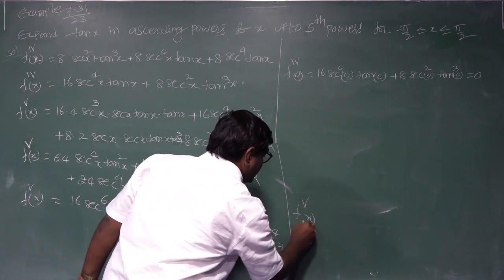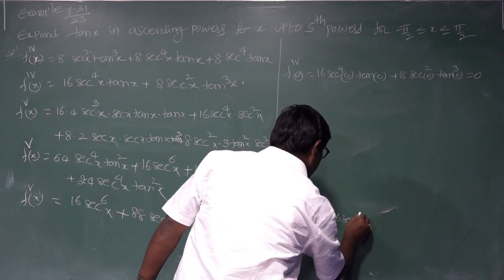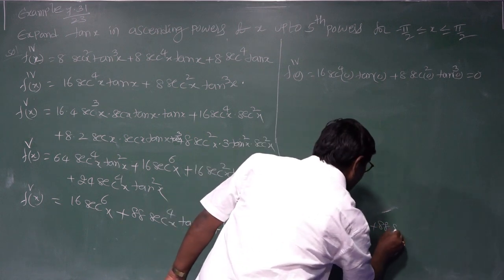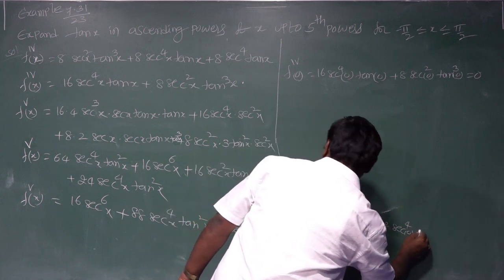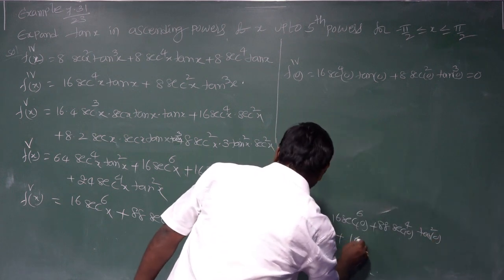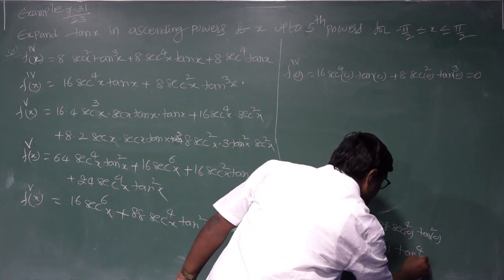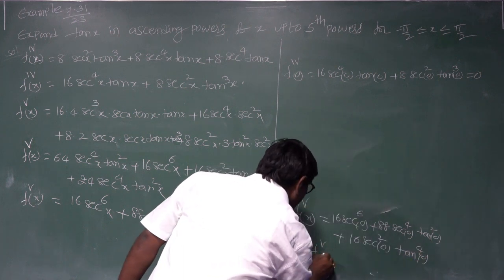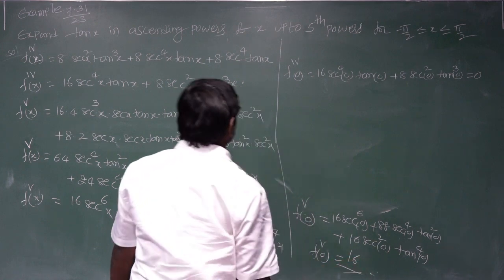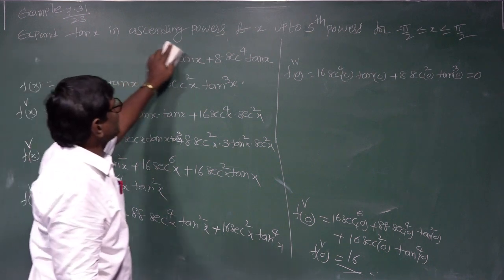So f^(5)(0) equals 16 into secant^6 0 plus 88 secant^4 0 into tan square 0 plus 16 into secant^4 0 tan^4 0, which equals 16. Next, the Maclaurin series expansion.